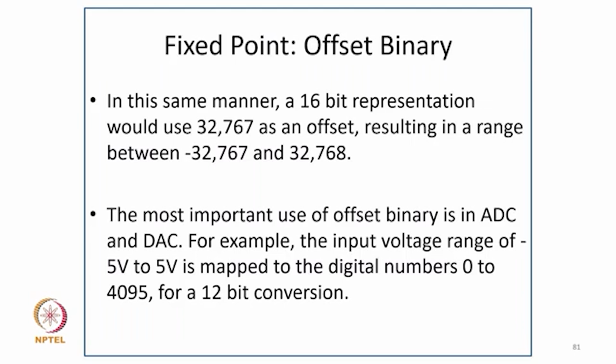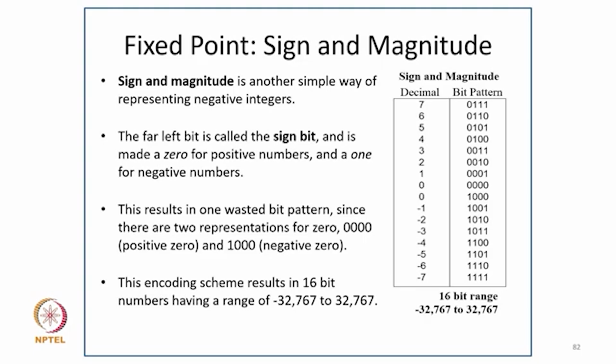The most important use of the offset binary is in ADCs and DACs. For example, the input voltage range of -5 volt to 5 volt is mapped to the digital numbers 0 to 4095 for a 12-bit conversion. Now, coming to fixed point sign and magnitude, here you can clearly see how we put sign and magnitude with the decimal and bit representation for a 16-bit range.